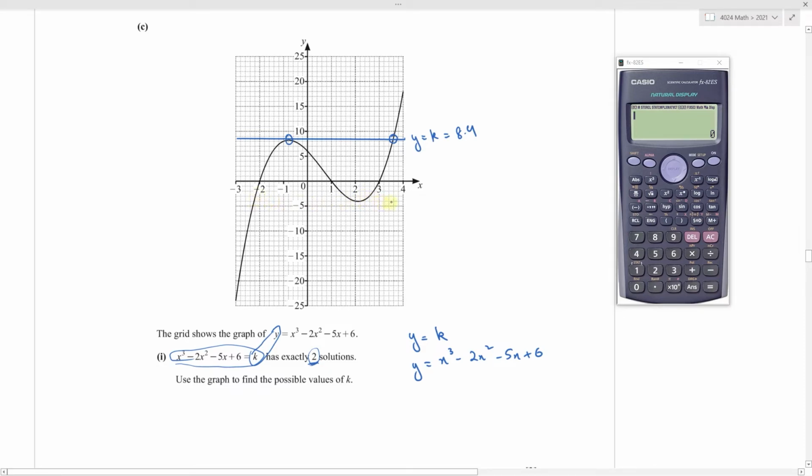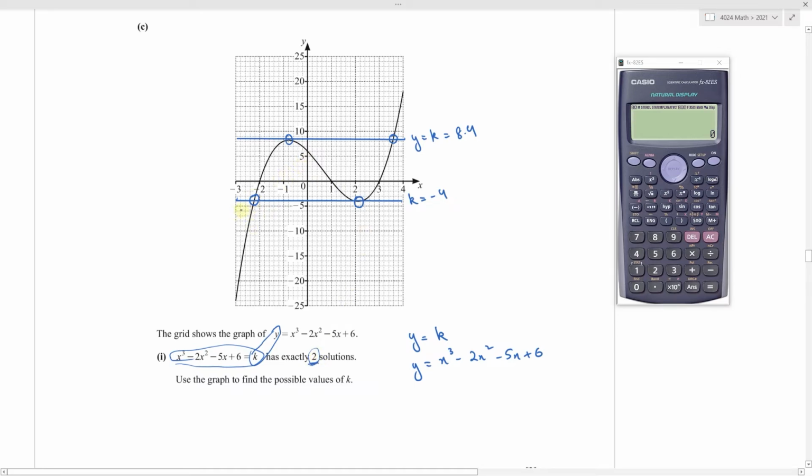So let me draw this as well. Something like this. It touches the graph here, and then the second intersection point is here. So k in this case is -1, -2, -3, almost -4. So if k is -4, you have this line and you have these two solutions for x. Remember, you're looking for exactly two solutions.